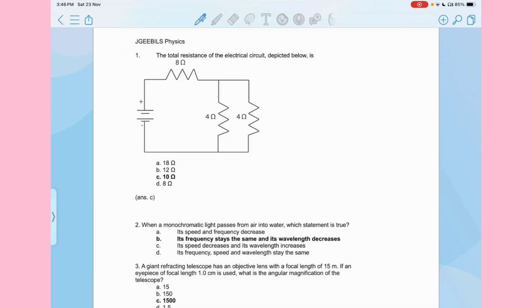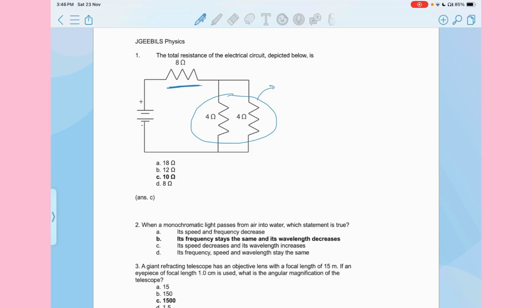So let's start. The first question says the total resistance of the electric circuit depicted below is. So we say here these two resistors are in parallel, which is then in series with this resistor.